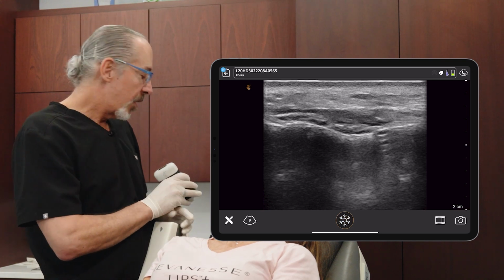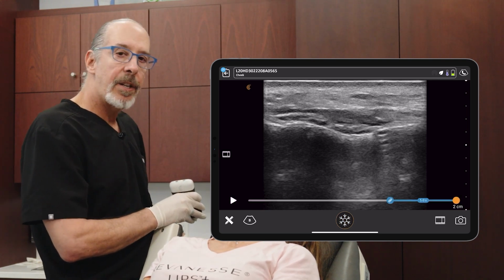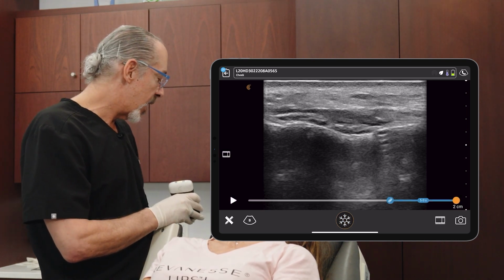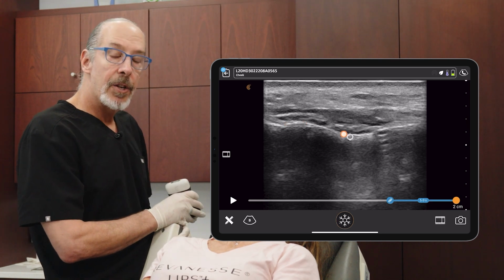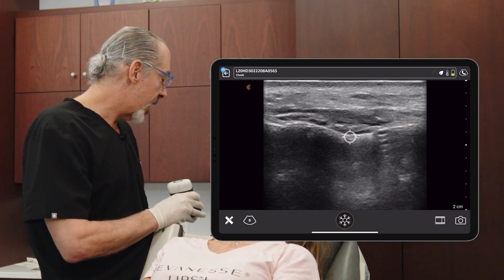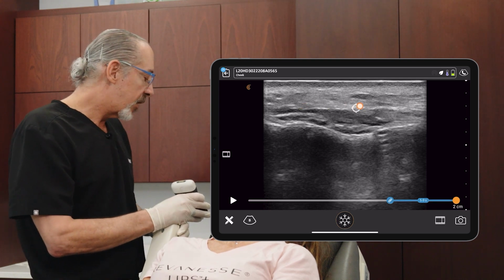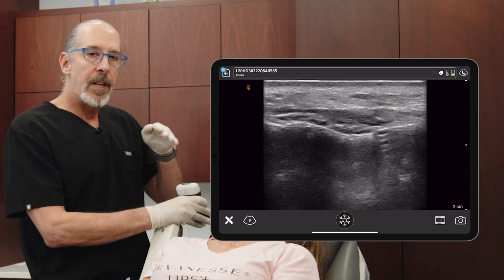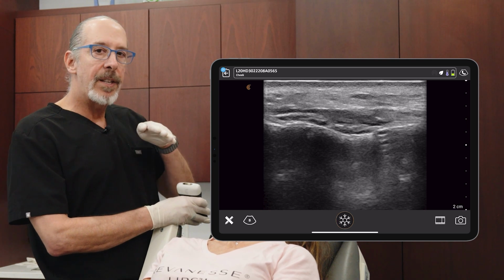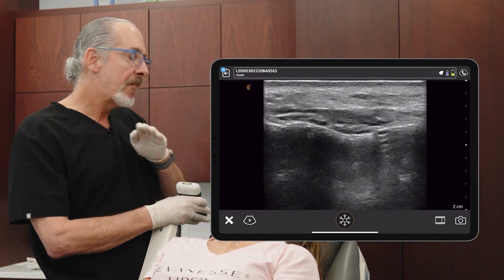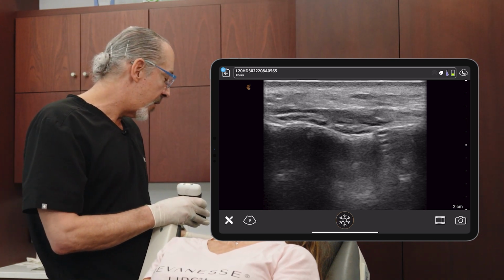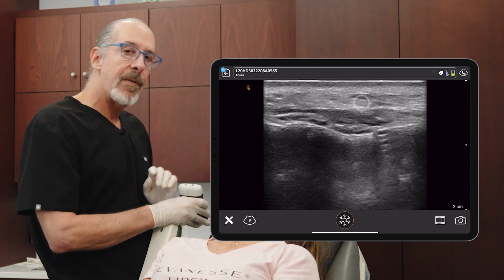All right, so the first thing you see right here is going to be your maxilla, your bone, your cheekbone. This next area here, that's going to be your SMAS layer. So the SMAS layer is pretty distinctive. It's going to be hyperechoic because it's full of a lot of collagen. And then above that, you're going to see your superficial fat pad.